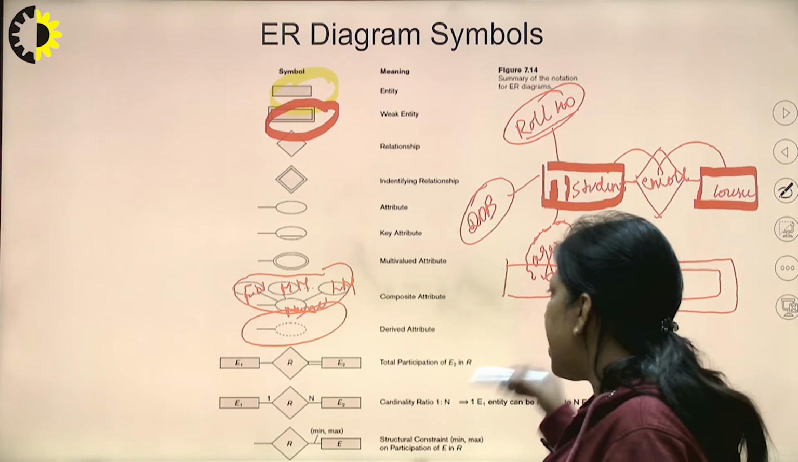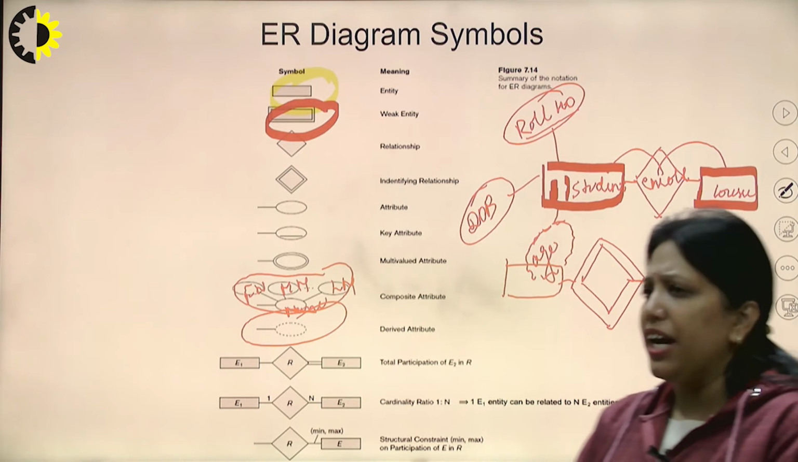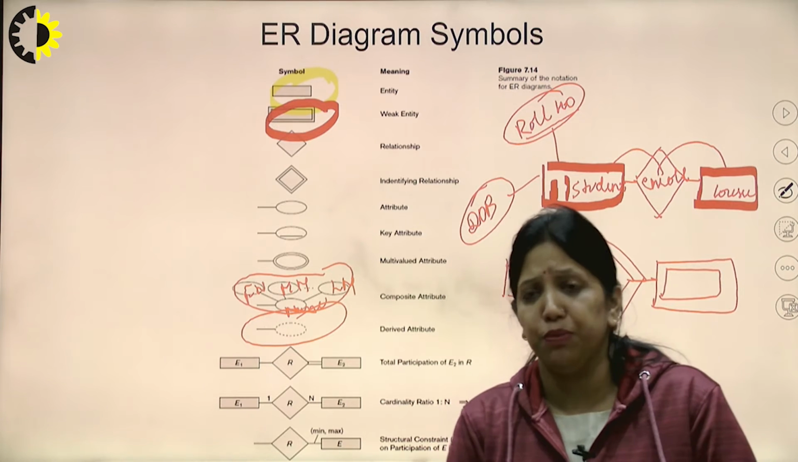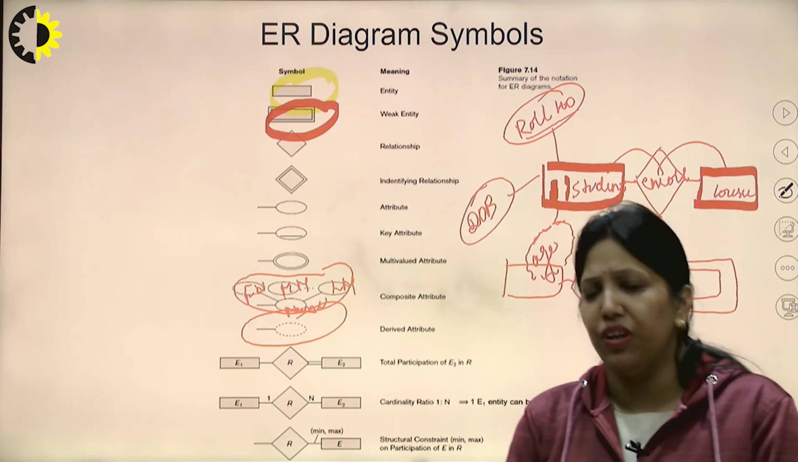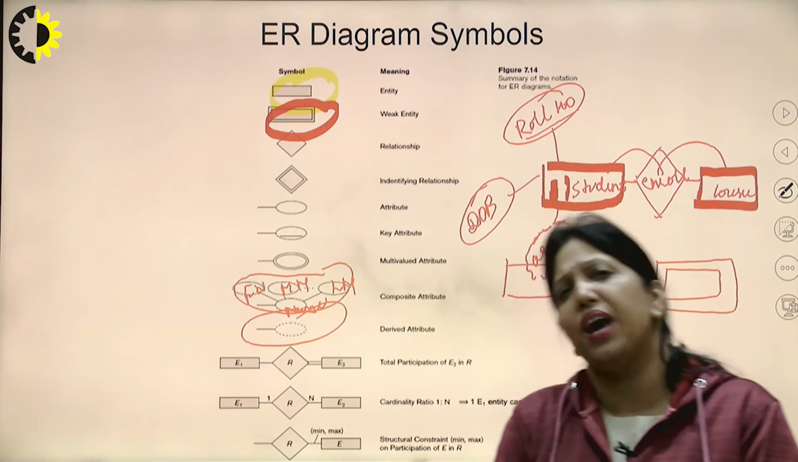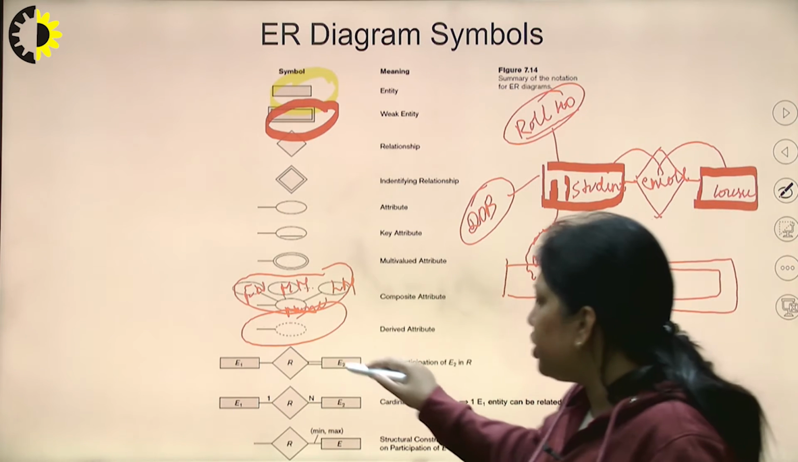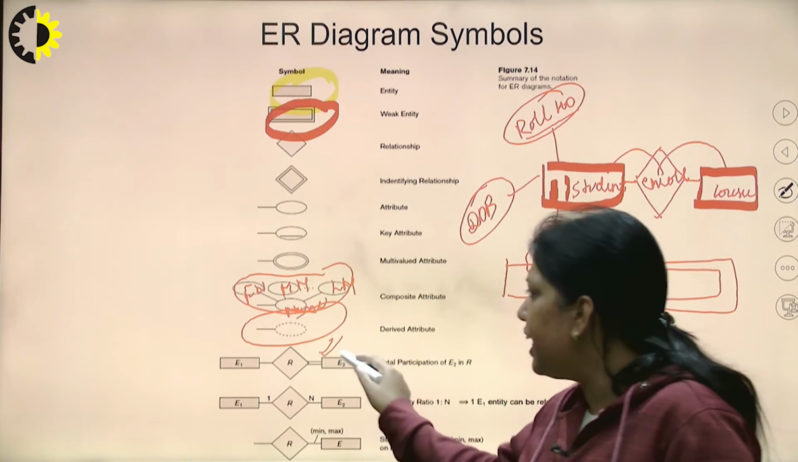Then we have total participation. Total participation means that we have two types of participation of an entity in a relationship. One is the total participation and the second is the partial participation. Total participation is represented by the double dash.